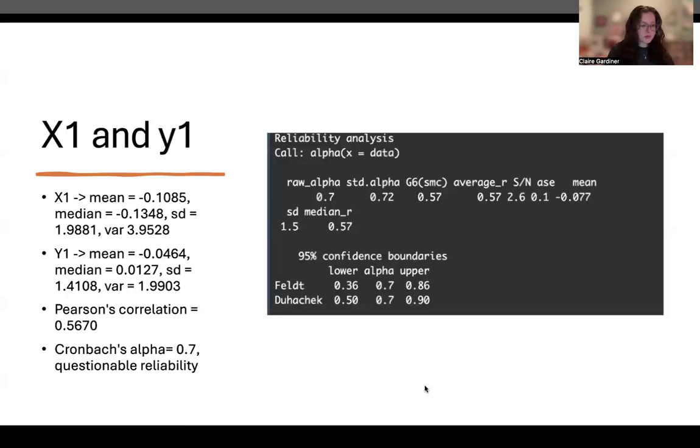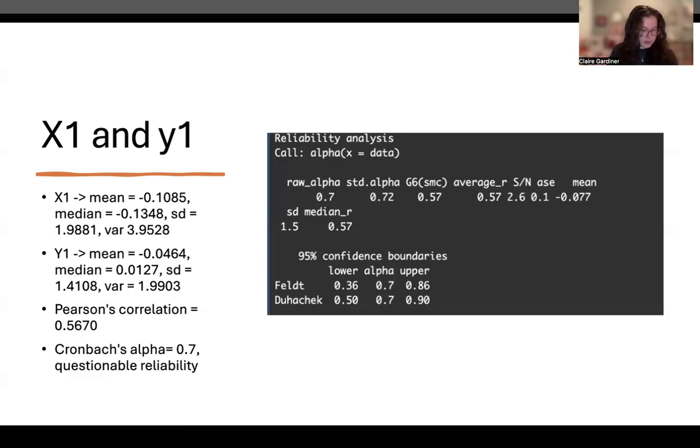So these are my x1 and y1 variables. Those were the two variables I decided to focus on. Listed on the slide is the mean, median, standard deviation, and variance of the variables, as well as the results for two correlation tests. We have talked in depth in class about Cronbach's alpha, which I did here, and you can see the results.